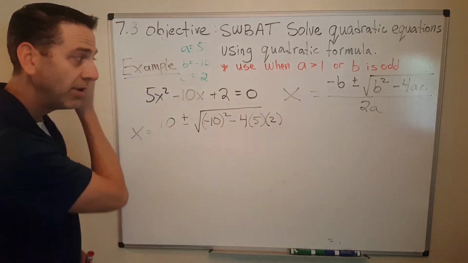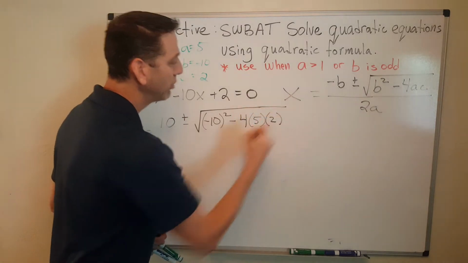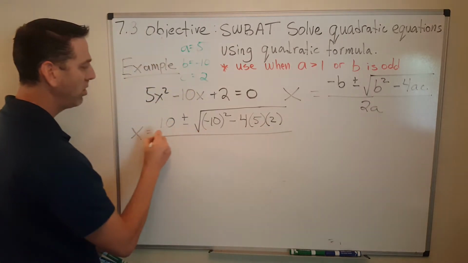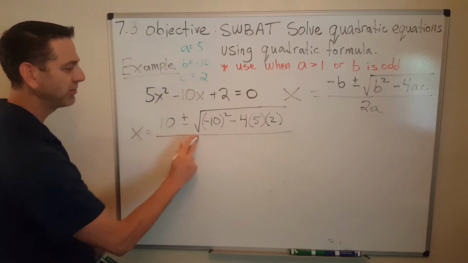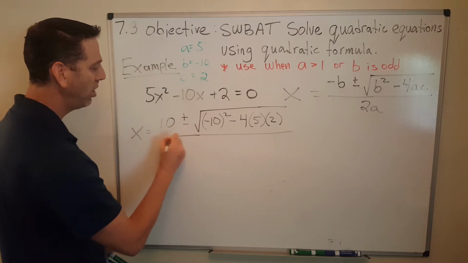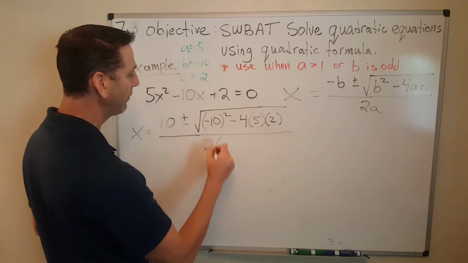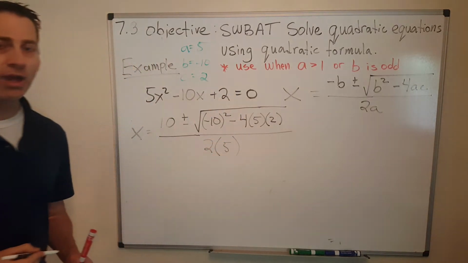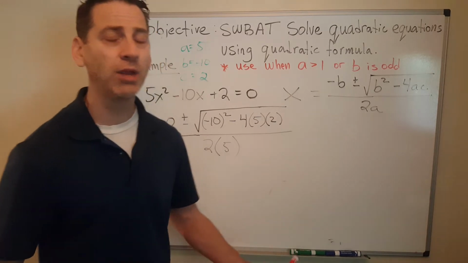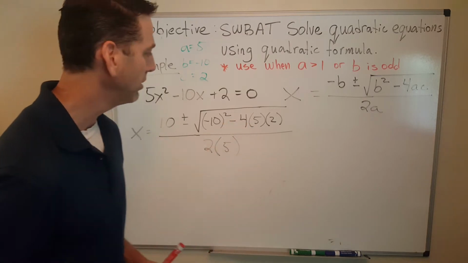So I'm just substituting my numbers in. And I'm going to go ahead and put that over the top. And remember, it's all over... A common mistake is for students to end it right there. Don't do that. All over 2 times a, all right? Well, 2 times a, and a is 5. So it's going to be 2 times 5. The first step is pretty straightforward, right? You just know your ABCs and you just substitute them into your quadratic formula.